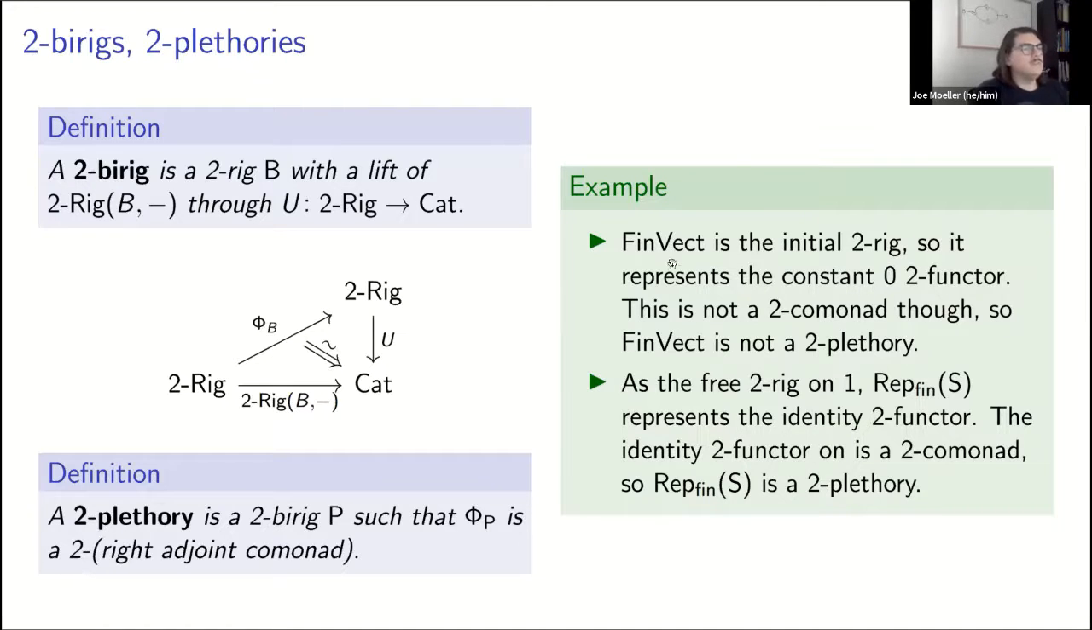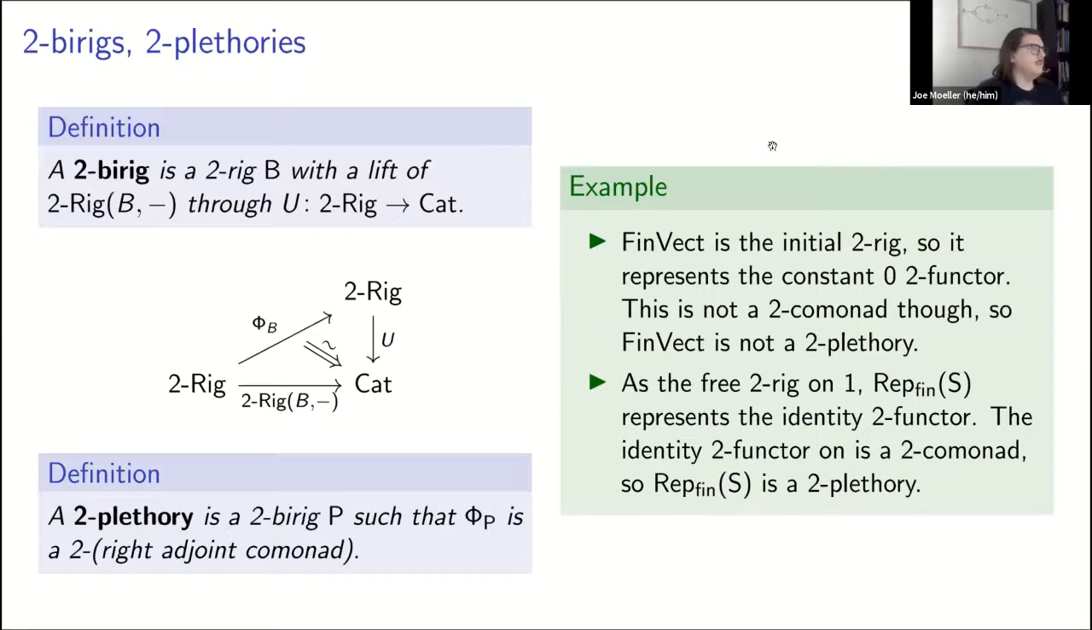So for our two examples, we have finite dimensional vector spaces. It is the initial two-rig, so it represents the 0 functor. And for the same reason as for Z, it is not a two-plethory, but it is a two-birig. And then again, for the free two-rig on 1, we have rep fin S, and it represents the identity functor. That's obviously a comonad, so it's a two-plethory.